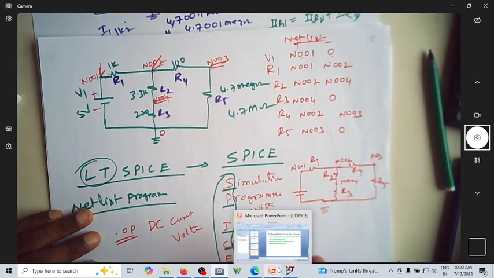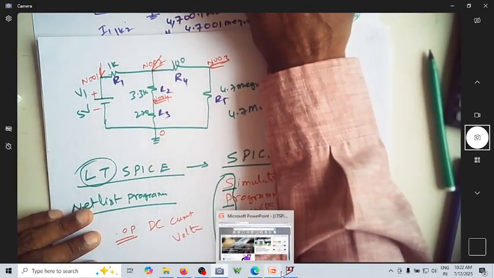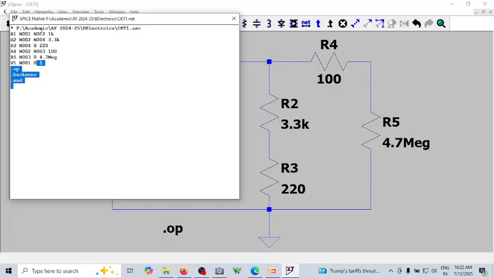So we will look at the netlist once again. You can see there is one more value here. This is the component name, the nodes between which that resistor is connected, and this is the value of the resistor. You can see R1 is 1K, R2 is 3.3K, and R3 is 220 ohm. This is what we edited while writing the circuit diagram, and this is what is taken here for analysis.